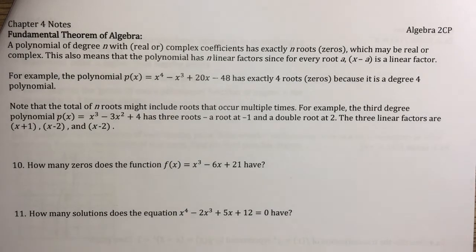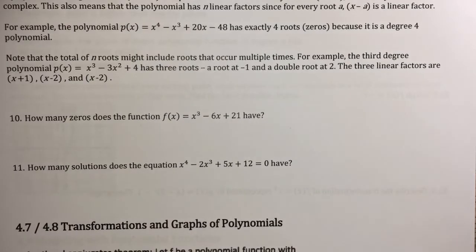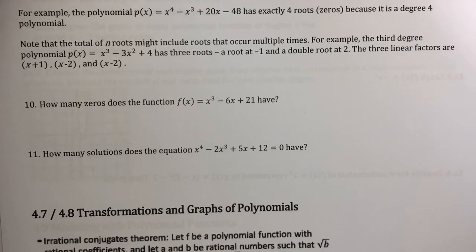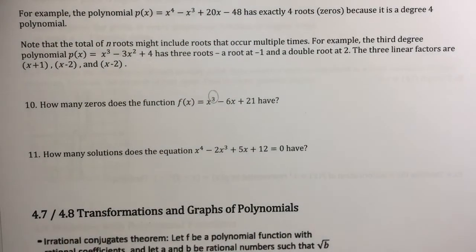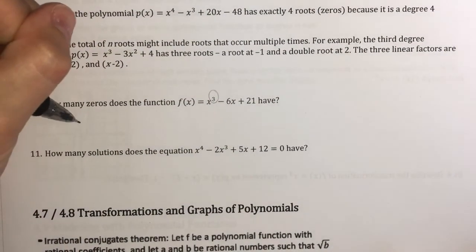So for number 10, it says how many zeros does the function f of x equals x cubed minus 6x plus 21 have? If it's asking you how many zeros or solutions in general, you just have to look for the degree. So the degree tells you how many solutions there are, how many zeros there are. So since this is a third degree polynomial, it has 3 zeros.